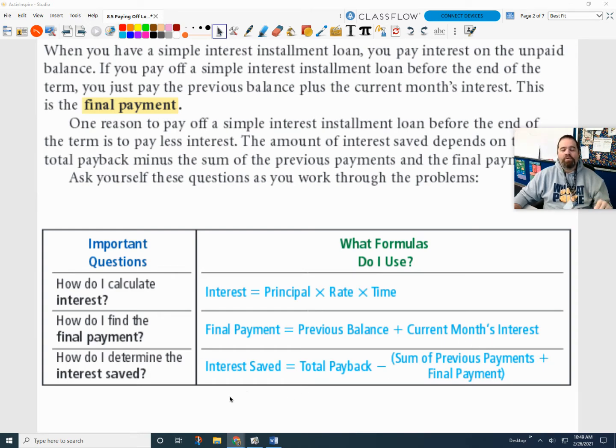To figure out how much interest you saved, you're going to take what the loan would have cost you if you had run the entire course of the loan, right? And you're going to subtract off any payments that you already made, and then that final payment. And the difference there is going to be how much money you actually saved because you didn't have to pay the interest there at the end. Depending on the term of the loan and the percentage rate, it might be a little bit of money, it might be a lot of money. It just kind of depends.